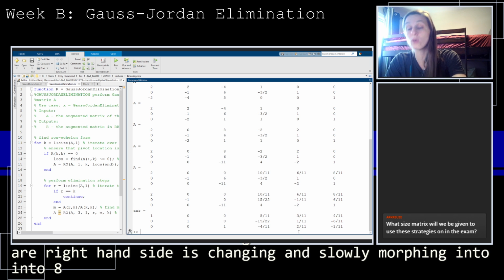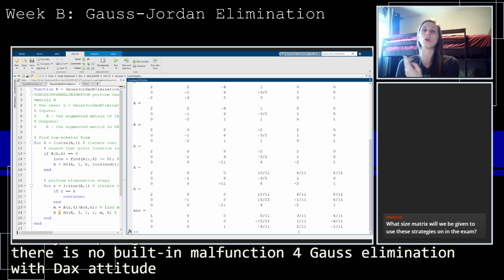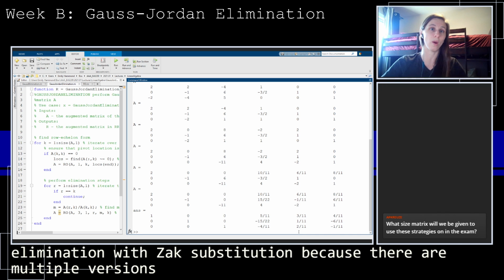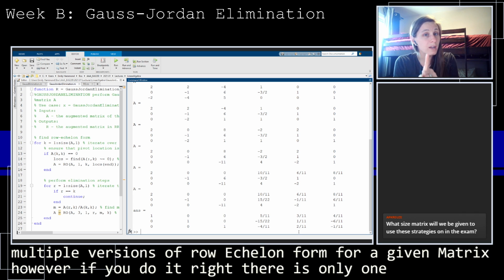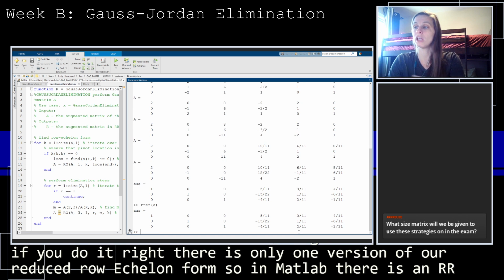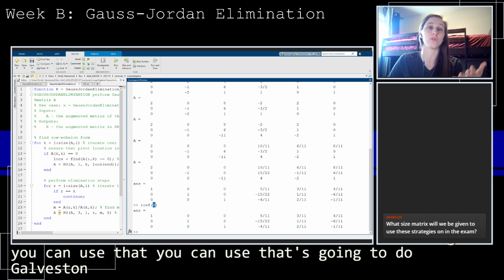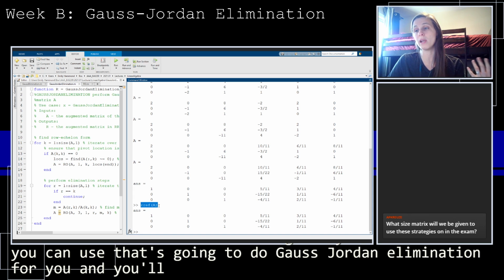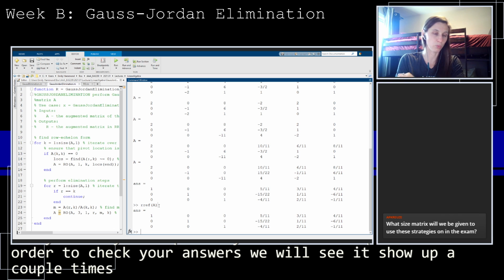There is no built-in MATLAB function for Gauss elimination with back substitution because there are multiple versions of row echelon form for a given matrix. However, if you do it right, there is only one version of reduced row echelon form. So in MATLAB, there is an RREF function that's gonna do Gauss-Jordan elimination for you. You'll probably use this one quite a bit in order to check your answers. We will see it show up a couple times throughout the next couple weeks.